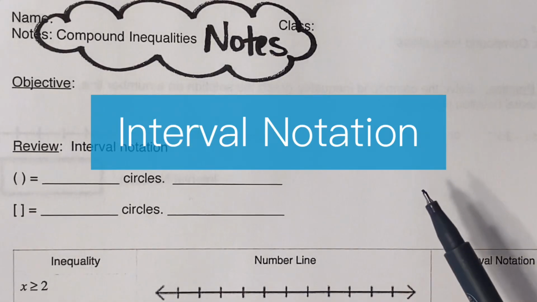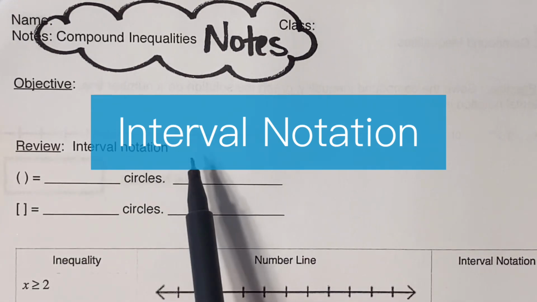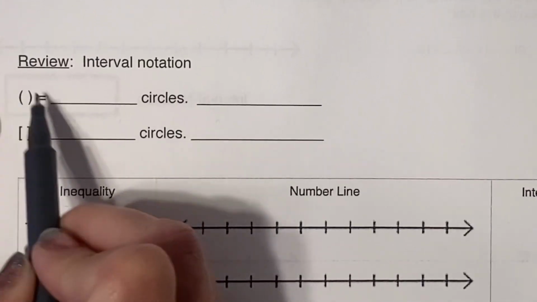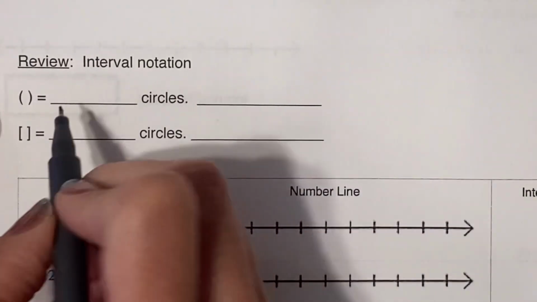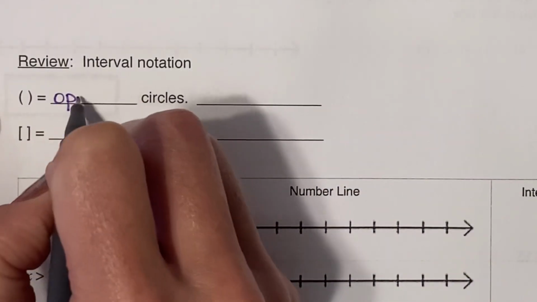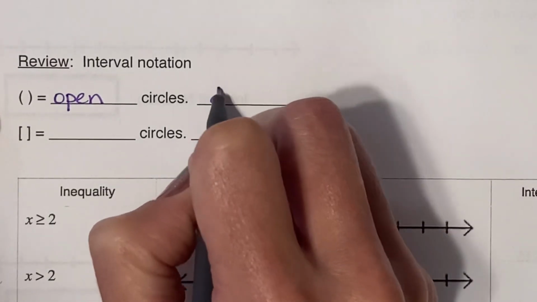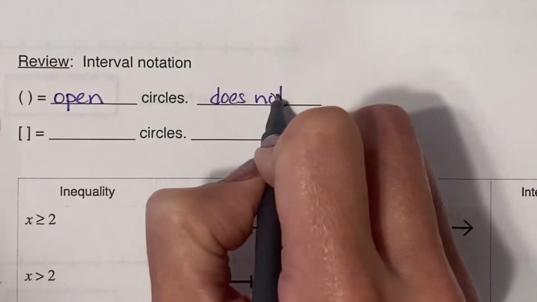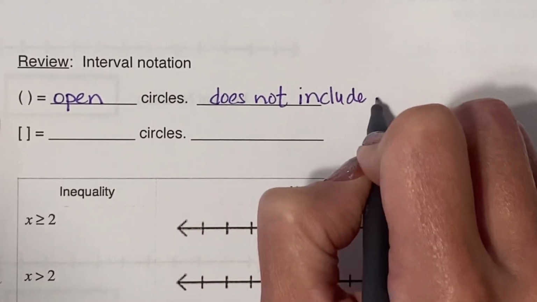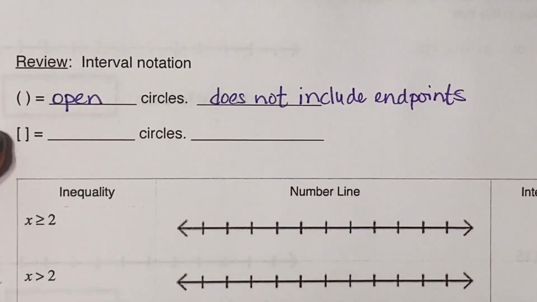Before we get into solving compound inequalities, we need to review or learn some interval notation. So, a quick review on interval notation. Whenever you're seeing parentheses, when we're graphing on the number line, that's referring to open circles. And open circles means that point does not include the endpoints. So you can write in, does not include the endpoints that you are graphing.